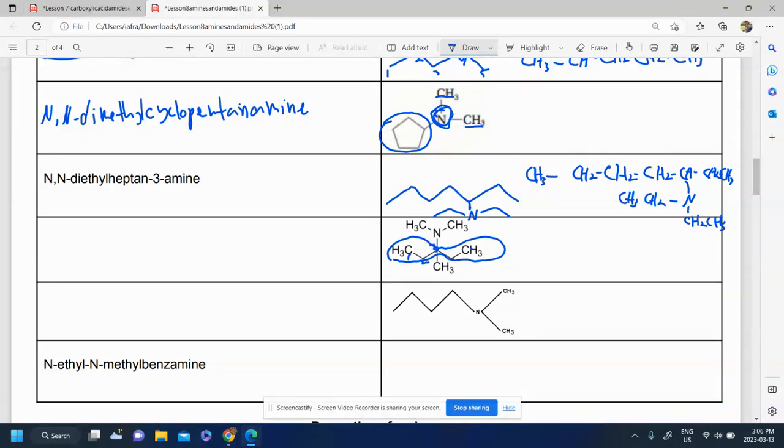So what do we have here? We have our methyls. We have N,N,3-trimethylpentan-3-amine.